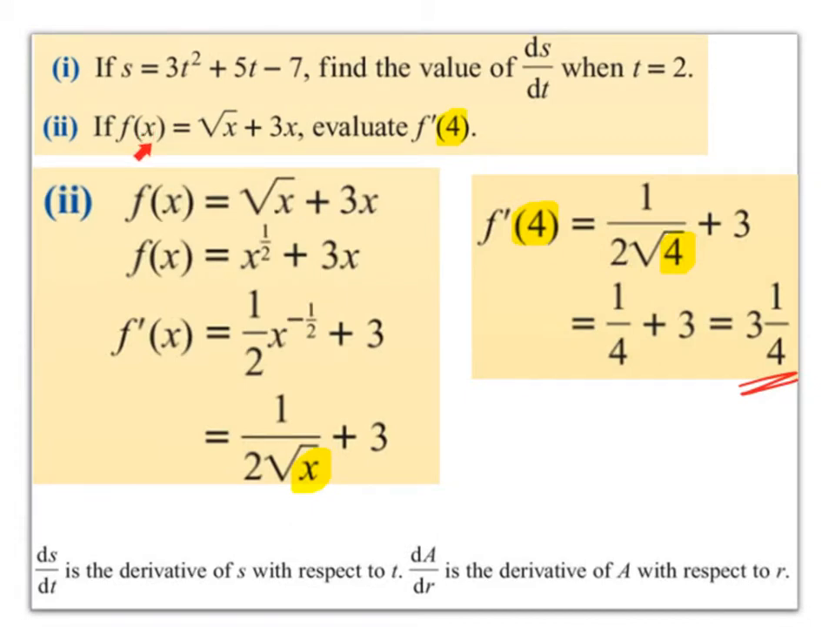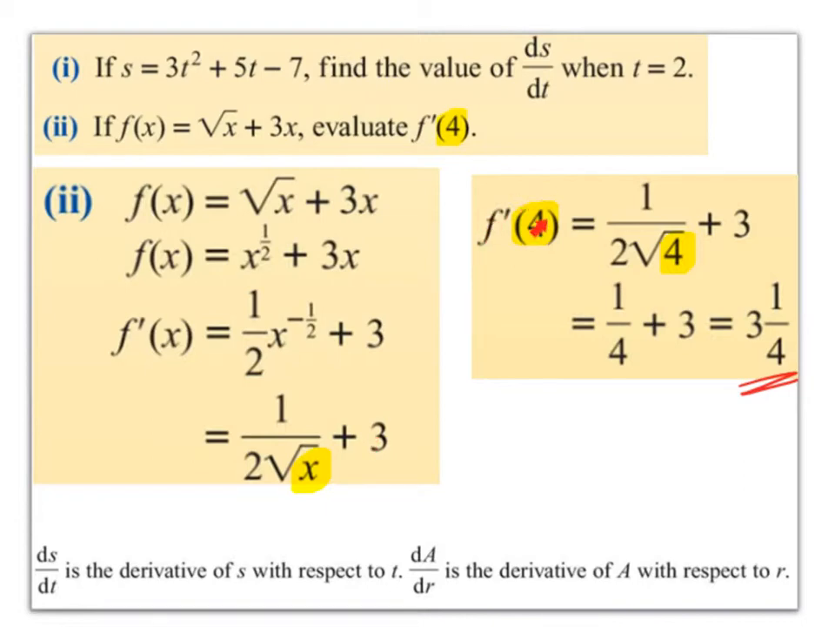Part 2. If f of x is equal to root x plus 3x, evaluate f prime of 4. So f of x is equal to root x plus 3x. Root x is rewritten as x to the power of a half. Then the derivative of x to the power of a half is a half x to the power of minus a half. And the derivative of 3x is 3. And a half x to the power of minus a half can be rewritten as 1 over 2 root x, and 3 stays as 3.